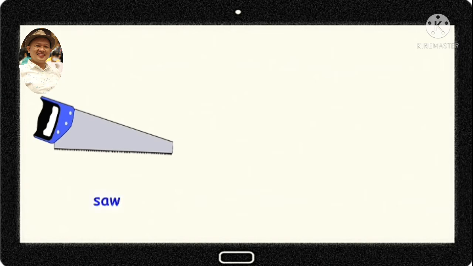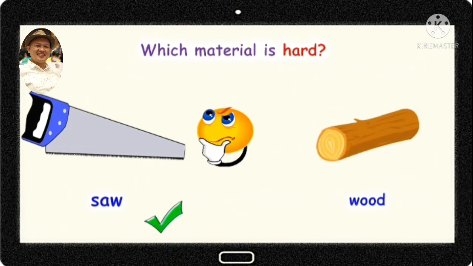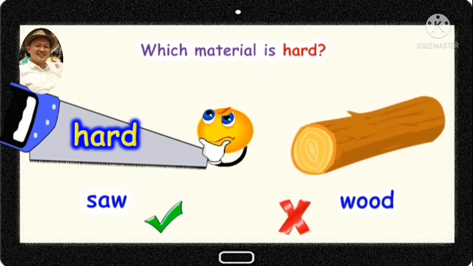Next, saw, wood. Which material is hard? Saw or wood? The correct answer is saw. A saw is a hard material and wood is a soft material.